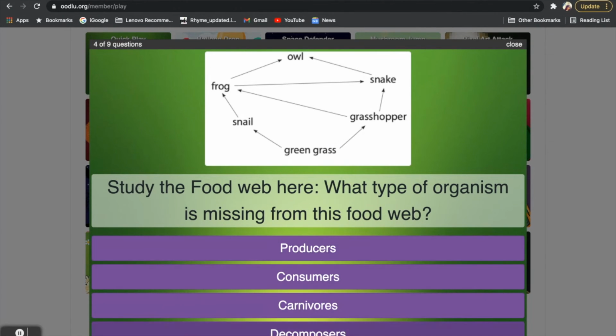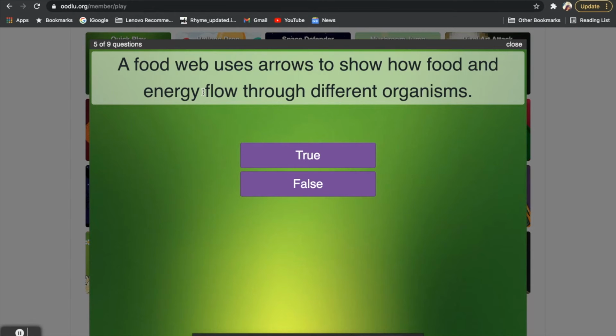If you said decomposer, that is correct. There is no decomposers in this food web. Question 5. True or false? A food web uses arrows to show how food and energy flow through the different organisms. Is that true or false?